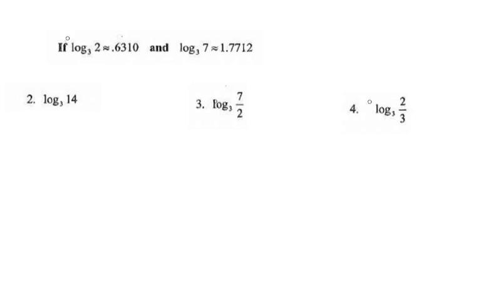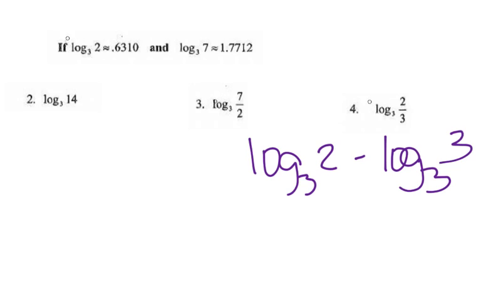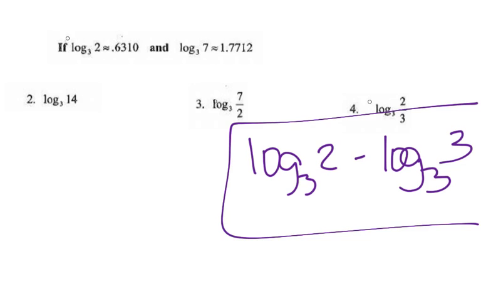And then log base 3 of 2/3 would be like saying log base 3 of 2 minus log base 3 of 3. We don't have a value for both of them, so we would leave it right there.